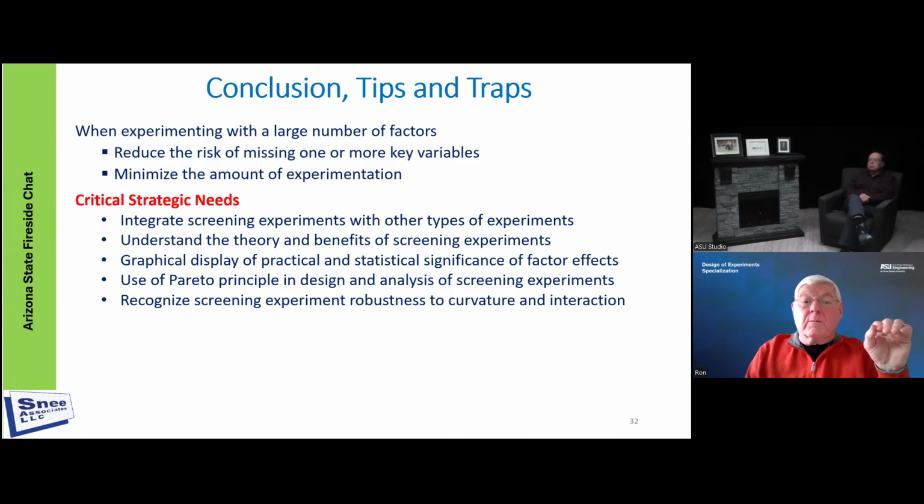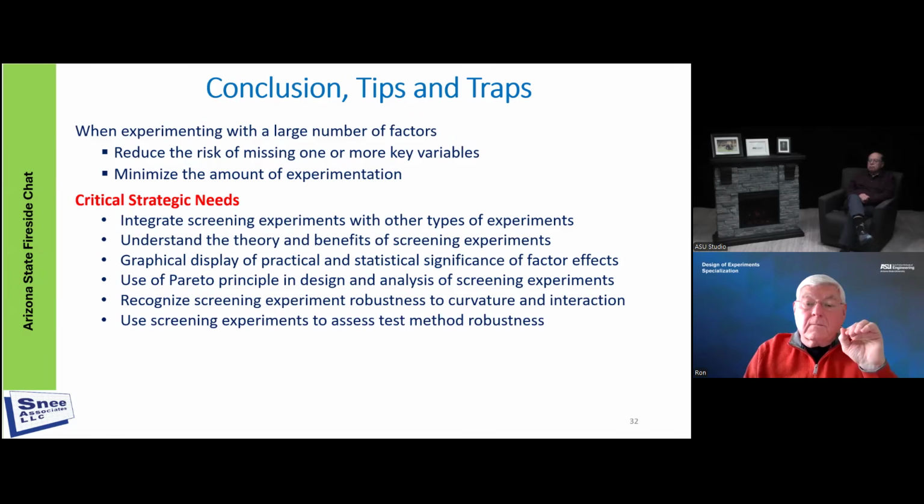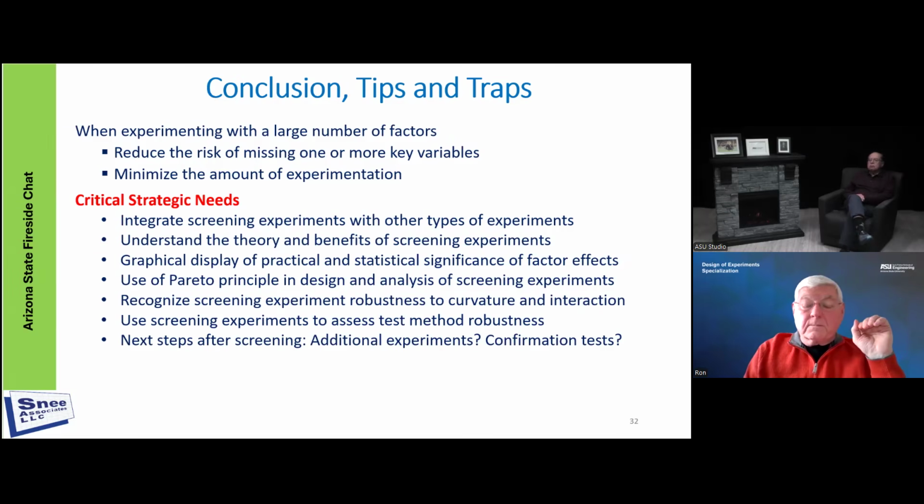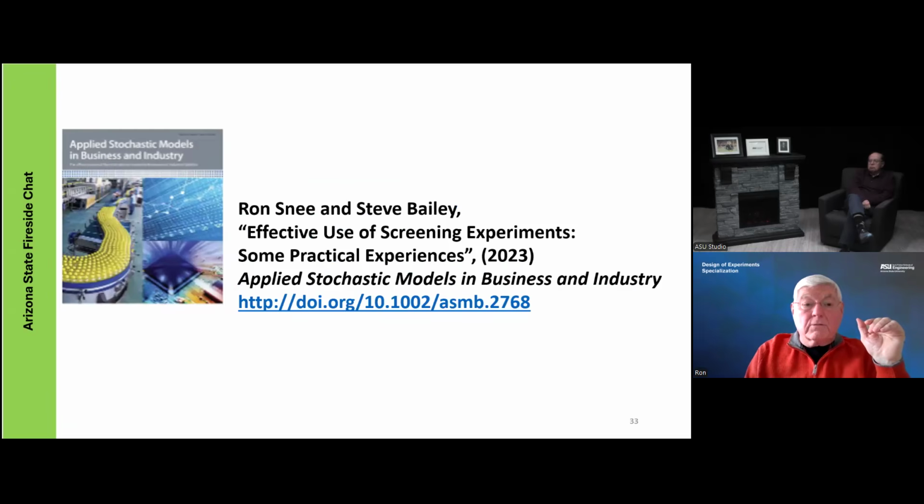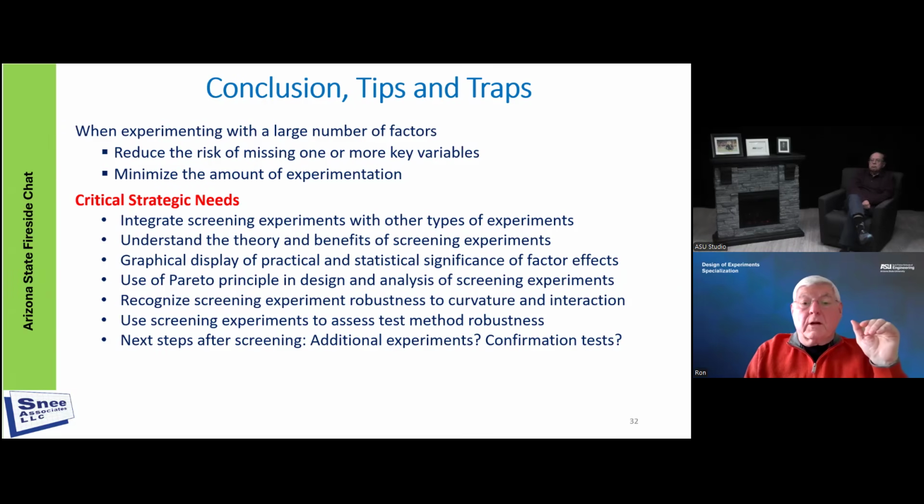Recognize screening experiments are robust, in my view, to curvature and interaction. Probably, maybe somebody will debate that. We can use it and should use it in testing out test methods. And next steps after screening, you may want to run additional experiments. You may want to run confirmation tests. It depends on the situation. So that's my story, and I'm sticking to it.